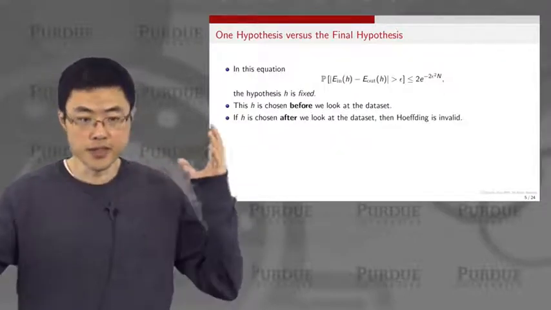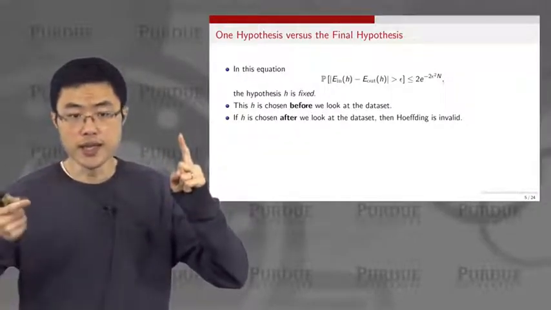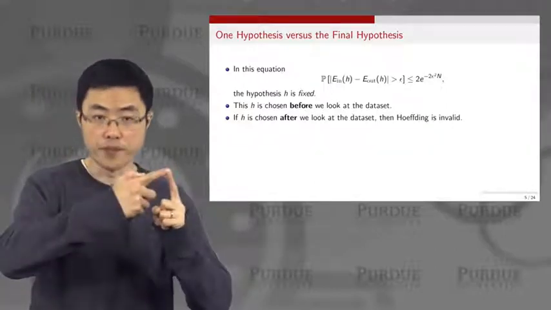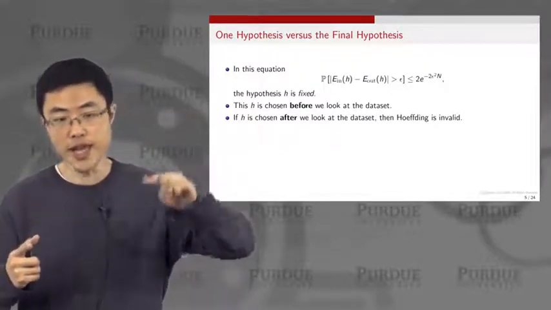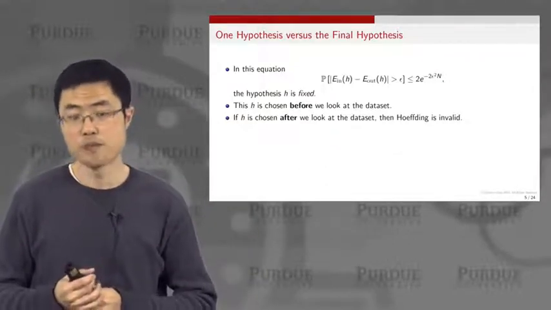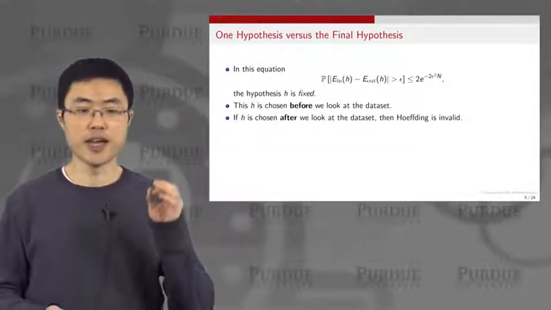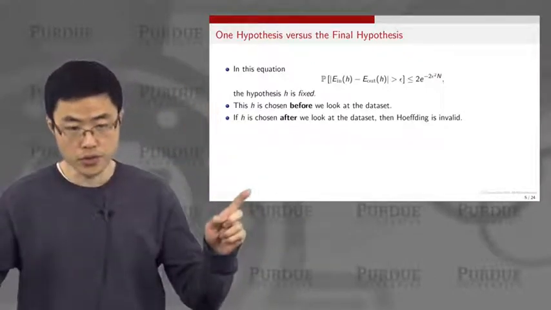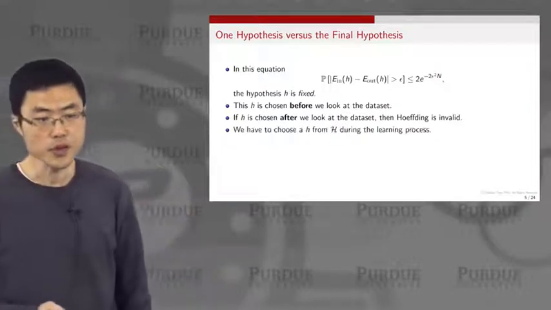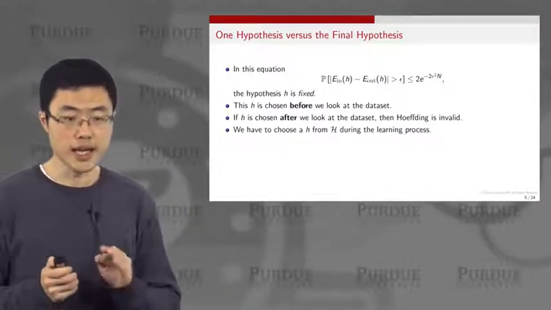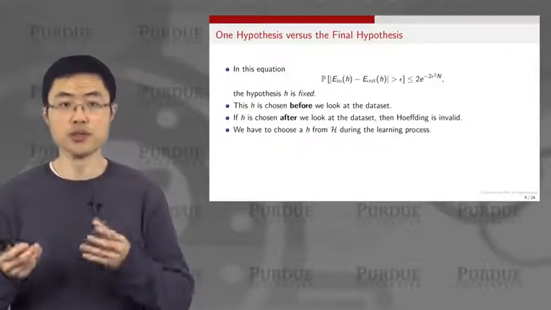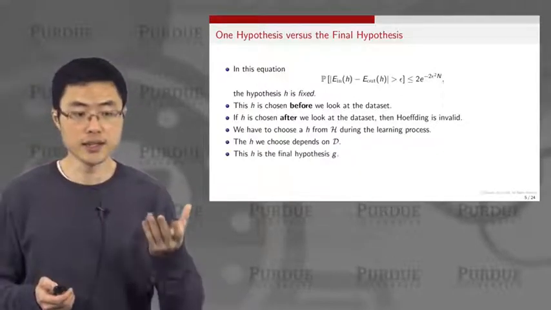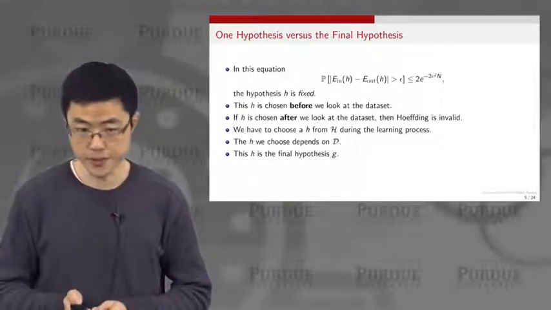If you have a set of hypotheses, then you need to run a learning algorithm A, and this learning algorithm A will choose from the set of hypotheses and return you one. So in this situation, you have a set of H, and you need to pick one. When you are picking this one, you are not just evaluating the probability of that particular H. You actually need to consider all the possible H that are floating around. So we need to choose an H from the hypothesis set during the learning process, and the H we choose depends on the training set D. The H that we are actually using here is the final hypothesis.